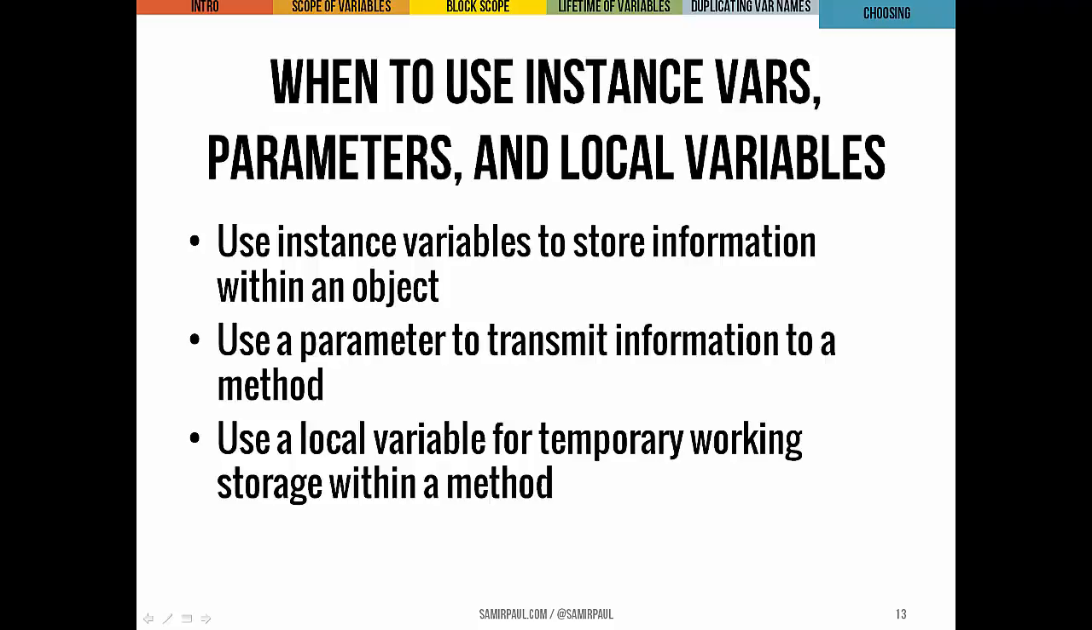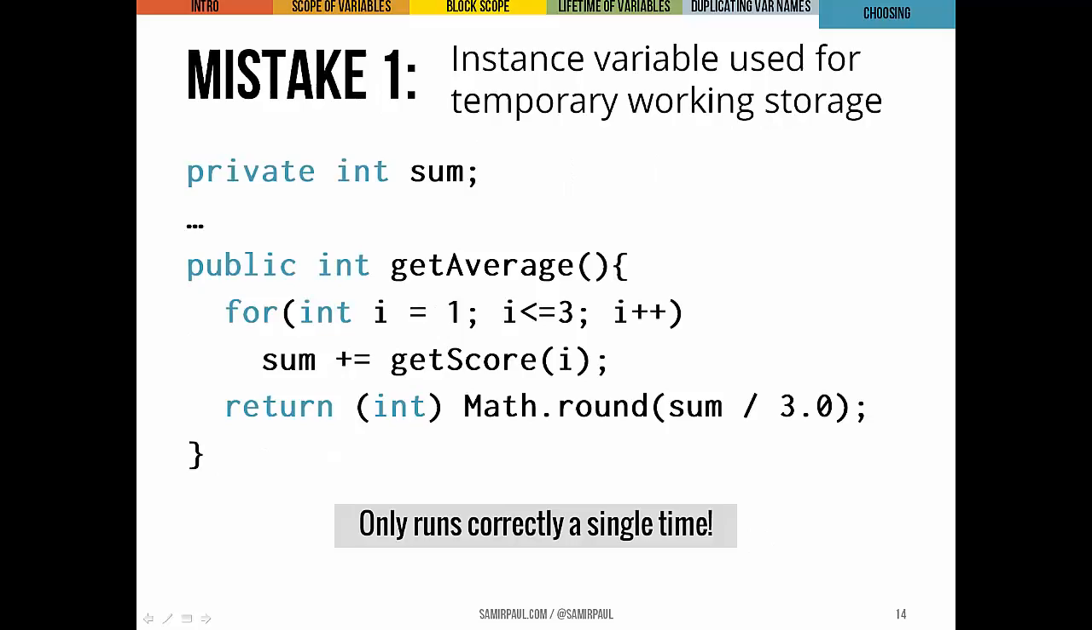If we want to send information between two methods, that's when we'd use a parameter. And if we want sort of temporary working storage inside a method, that's a local variable. There's a bunch of ways to screw this up, so let's take a look at a few. Here's one way things could go wrong. Suppose I use an instance variable as temporary working storage.